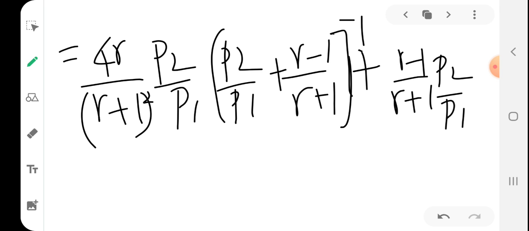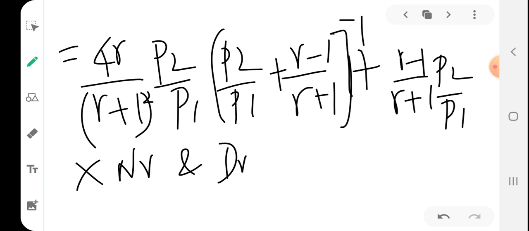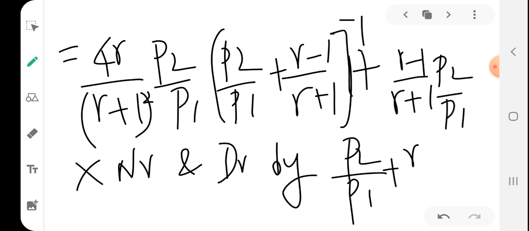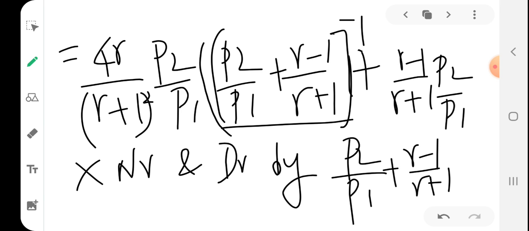And now you have to do one thing. That's a very important step. You just multiply numerator and denominator by P2 by P1 plus gamma minus 1 by gamma plus 1. Okay. So you multiply denominator and numerator by this particular term. So you can even simplify it more.